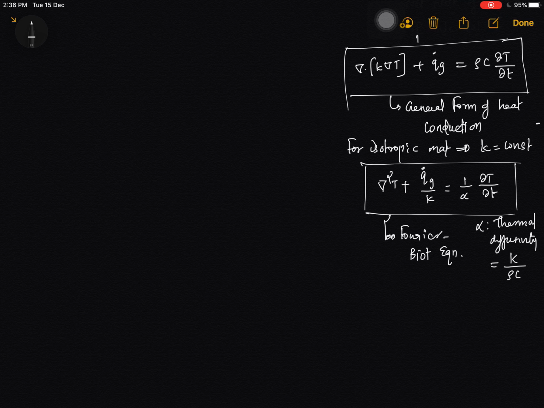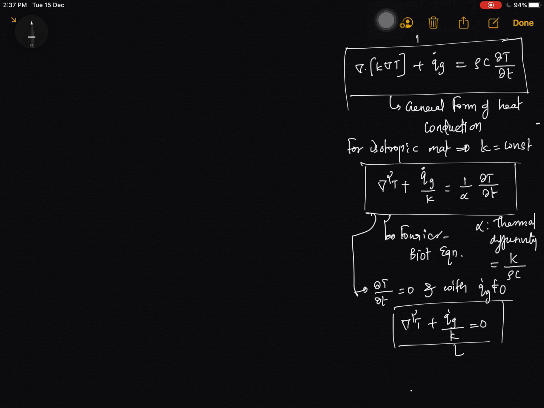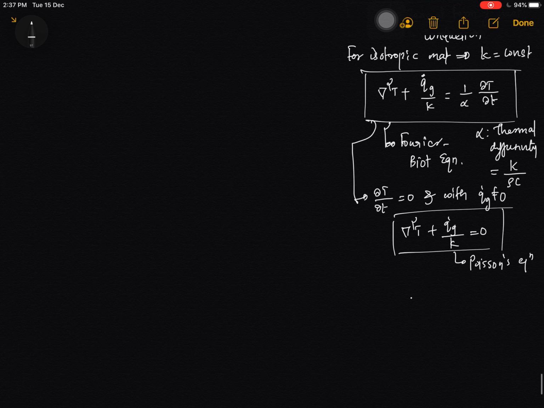This particular equation, which is only used for isotropic material, is called the Fourier-Biot equation, and this Fourier-Biot equation has some special cases. That is, for steady state heat conduction, that is dT by dt equal to 0, and with heat generation Q dot G not equal to 0, we can write this Fourier-Biot equation as del square T plus Q dot G by K will be equal to 0, and this equation is called Poisson's equation.